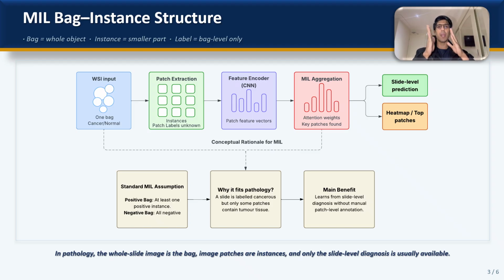This pattern applies to drug discovery and document classification too. In each case, the bag label is enough for the model to learn useful patterns without needing every instance labeled.